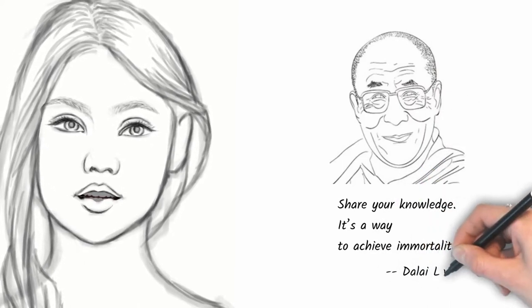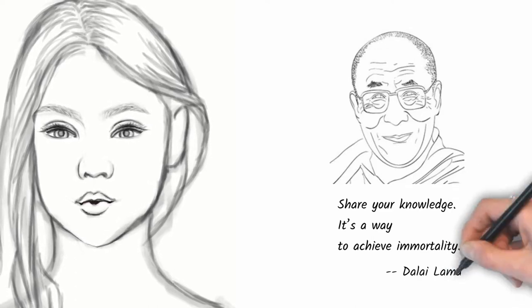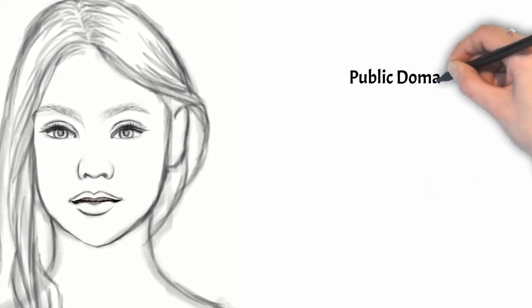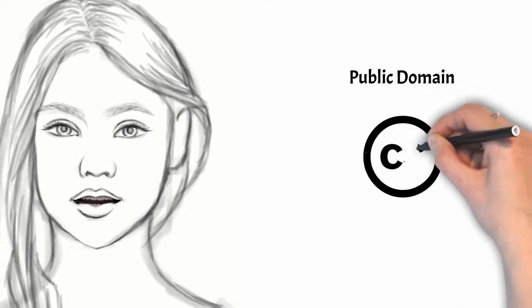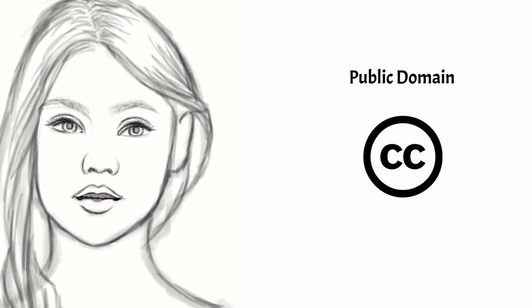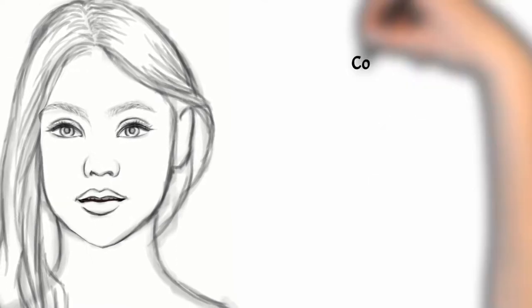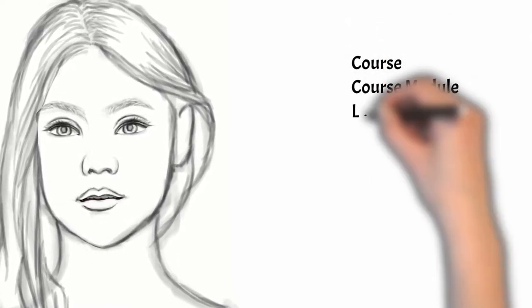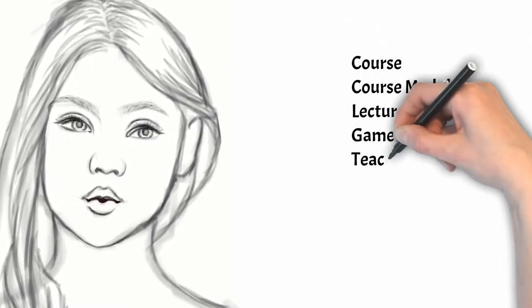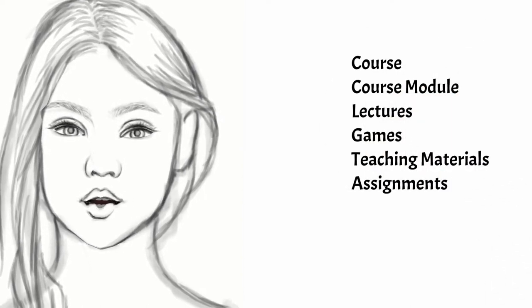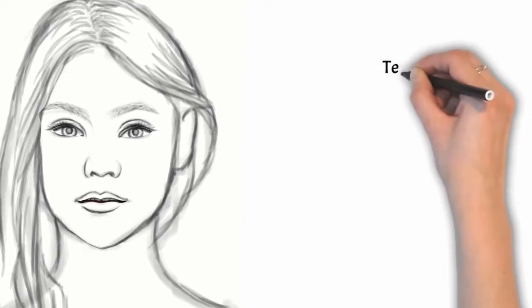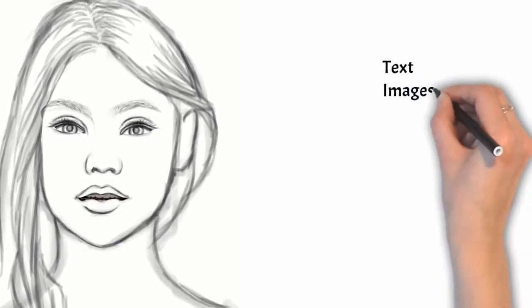What are OERs? An OER is any material made and then released by its creator, either in the public domain or using any open licenses that allow for its free use and repurposing by others. Examples include full courses, course modules, lectures, games, teaching materials and assignments. They can take the form of text, images, audio and video.